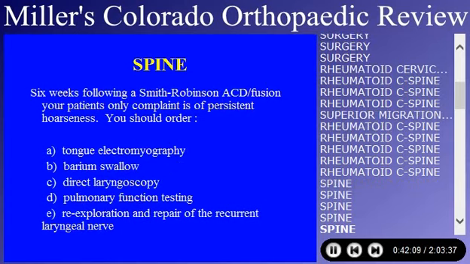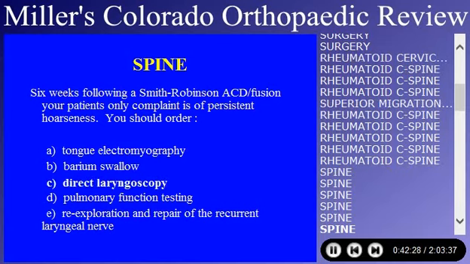6 weeks following a Smith-Robinson ACD fusion, your patient's only complaint is of persistent hoarseness. He can still express himself to his lawyer. He's not that hoarse. You should order tongue electromyography, barium swallow. Dr. Bakai. Right, direct laryngoscopy. So you guys are going to do great on the test.